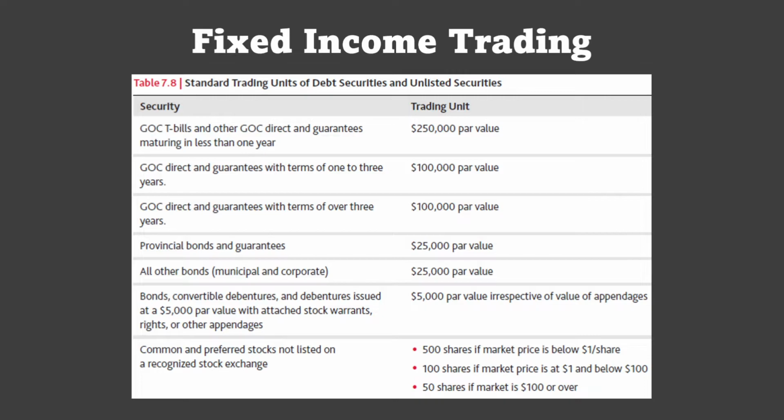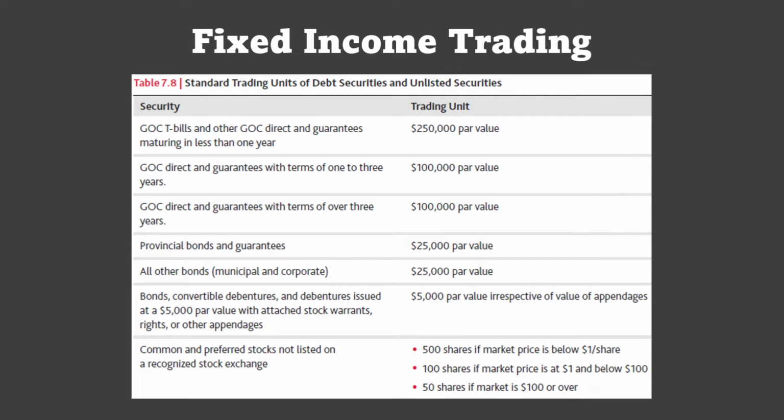So basically 1 to 10 plus years is a $100,000 trading unit. You have provincial bonds and guarantees, as well as all other bonds, so municipal and corporate bonds. They're all $25,000 par values. Bonds, convertible debentures, and debentures issued with attached stock warrants have a $5,000 par value. These all have $5,000 par values.